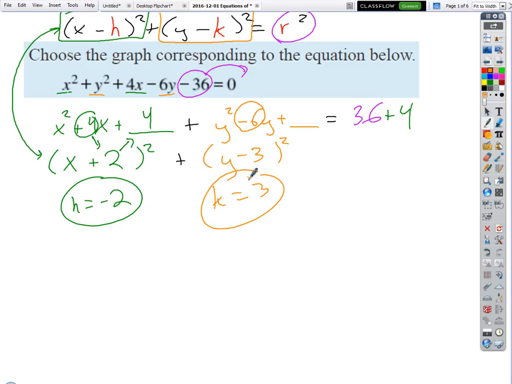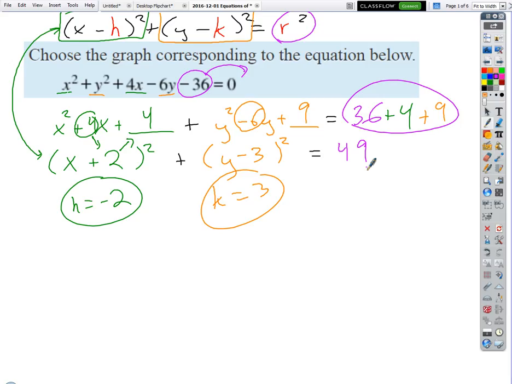Okay, but now to get this perfect square, we had to build the perfect square trinomial. What number did we have to add? Okay, now negative 3 squared is what? Positive 9. That's always going to be positive, isn't it? Because we're squaring it. So I got to add 9 to both sides. And so the only thing we're missing over here is just our r squared. Well, there it is. Whatever we get, 36 plus 4 is 40, plus 9 is 49.